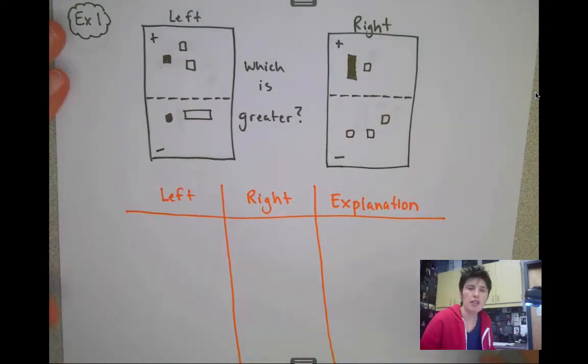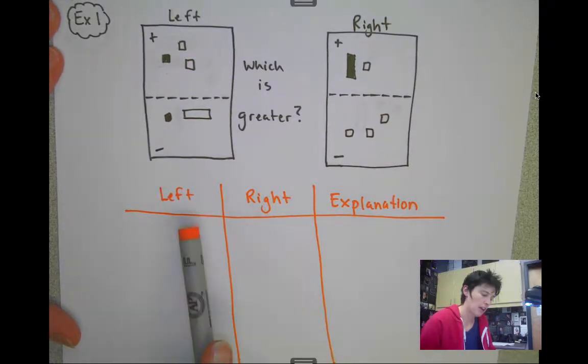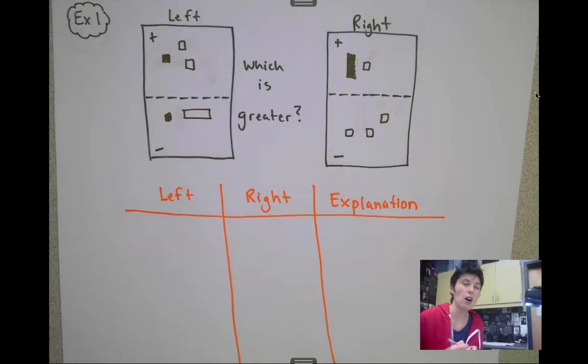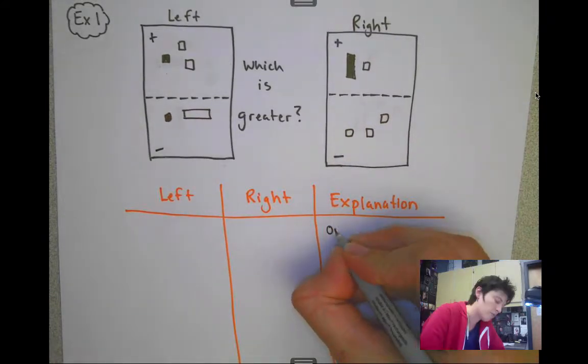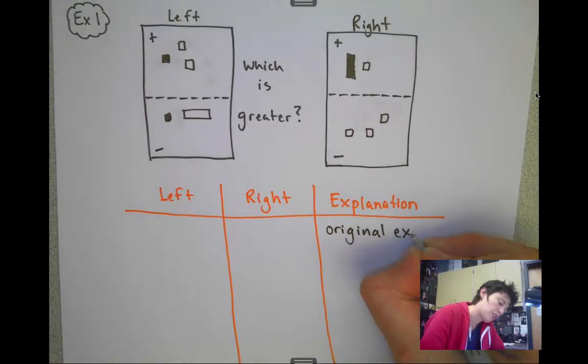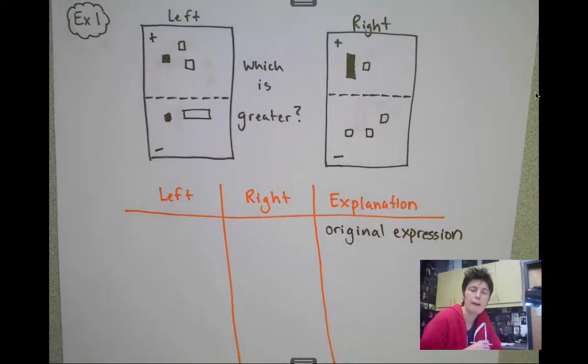So here's what we do. We make this table. We're going to organize our work. We're going to have our left, right, and our explanation. And when we start our work, we always start with what is called our original expression. What's the original thing that we are beginning with? So I'm going to write that down.